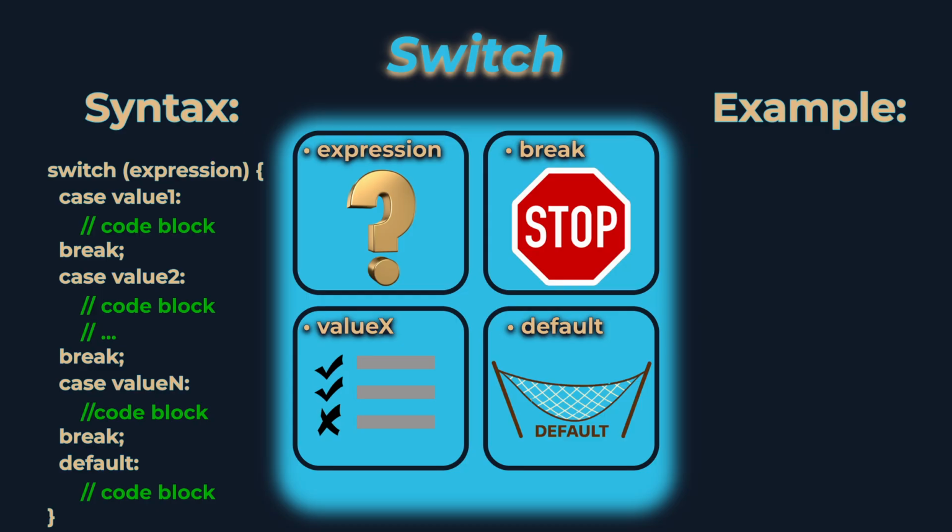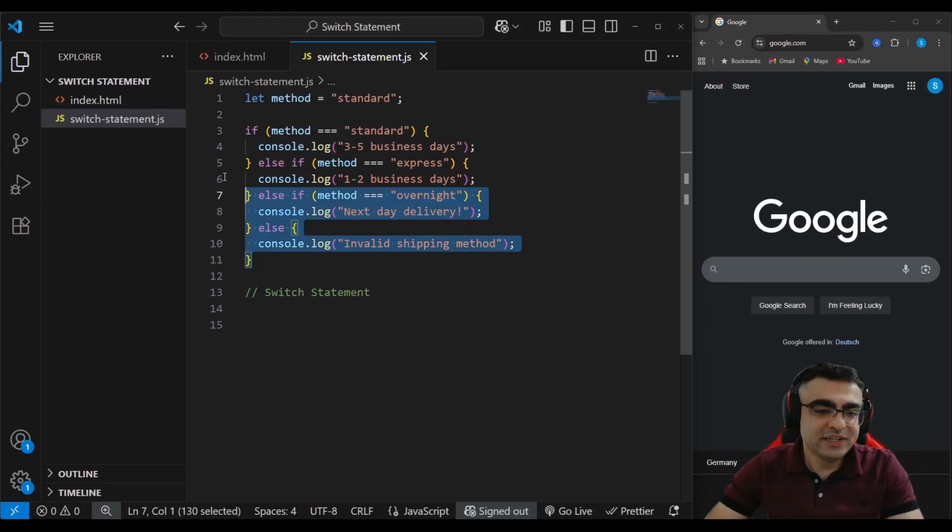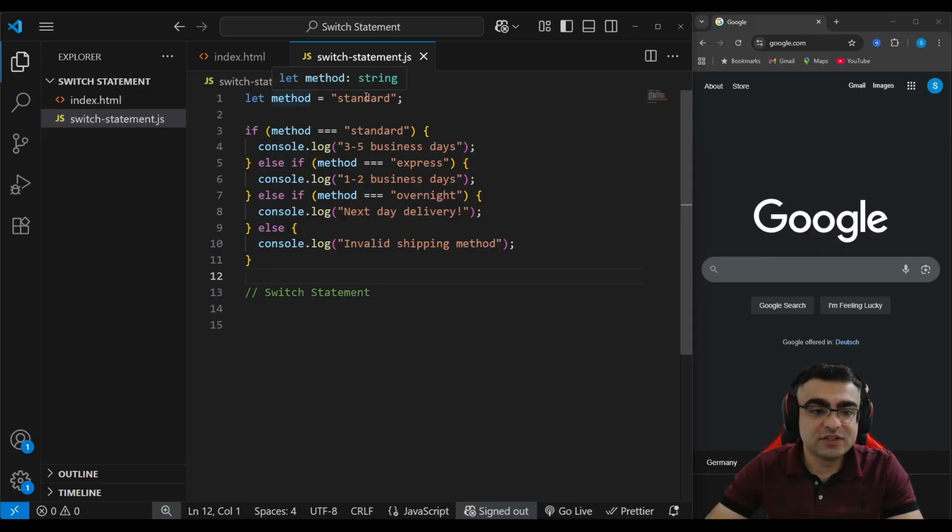Think of it like a menu at a restaurant. You look at the menu and based on what you order, you get the matching dish. Here is the code that we saw earlier, and we have a variable defined, method, which is initially set to standard. And here we're going to convert this nested if-else statement into a switch statement.